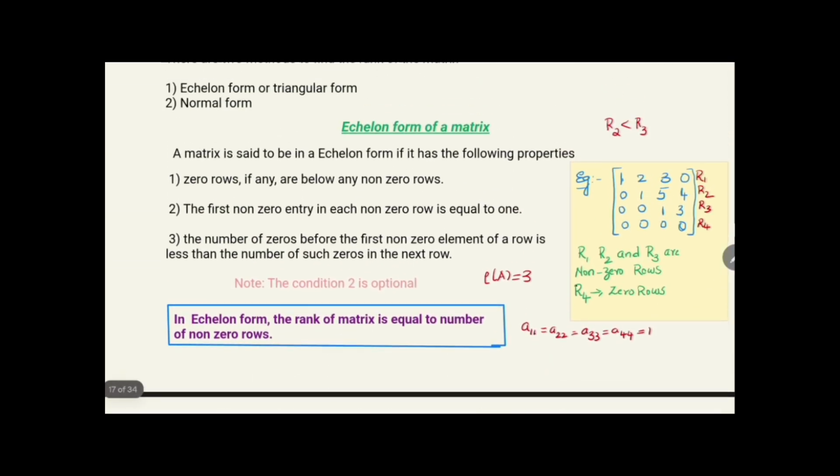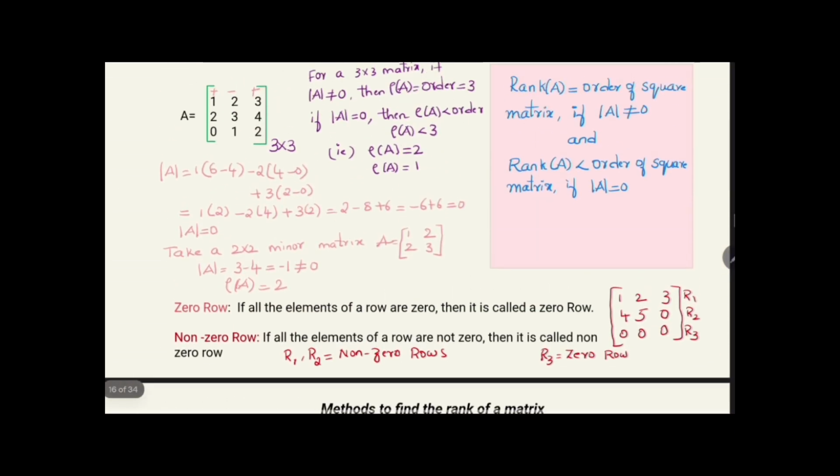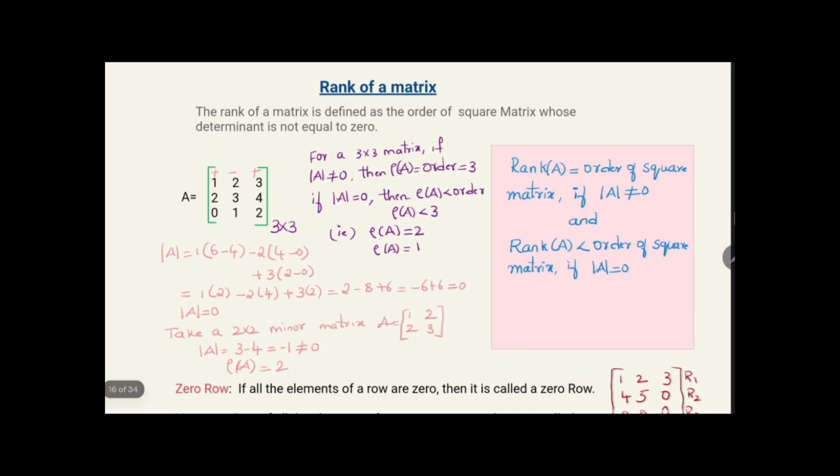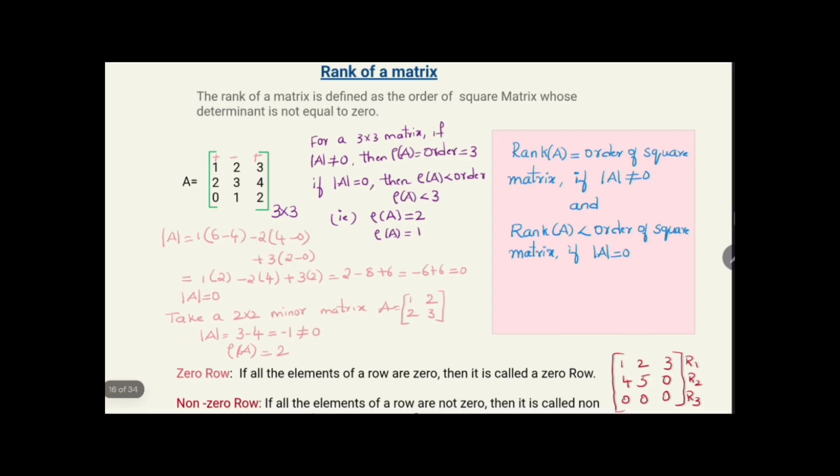Simply define rank of a matrix, not echelon form of a matrix. This is the answer for the second question, rank of a matrix. Write down the definition like this. It can appear either for 2 marks or 1 mark. So write down the definition, take a simple example and find the rank of the matrix, and say that the condition has been satisfied. What is the condition? That rank is equal to the order if determinant is not equal to 0, and rank is less than the order if determinant is equal to 0. Clear?